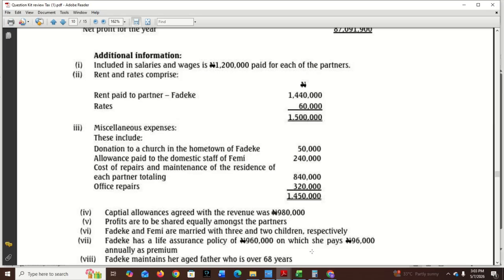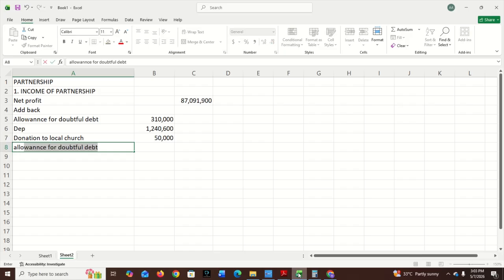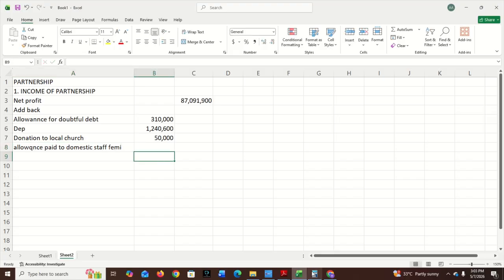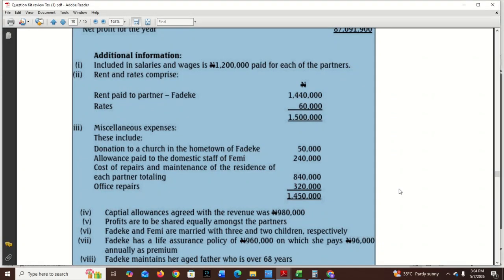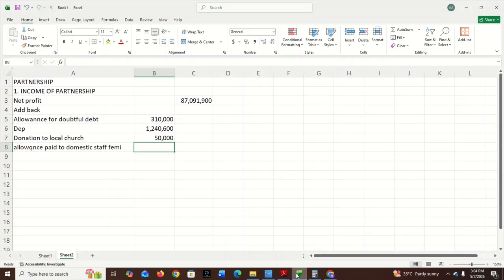Then next, allowance paid to domestic staff of Femi. That's a private expense, so it's going to be added back. Let's add allowance paid to domestic staff of Femi. How much is that? Let's check. That's 240,000. So we'll add that back, 240,000.